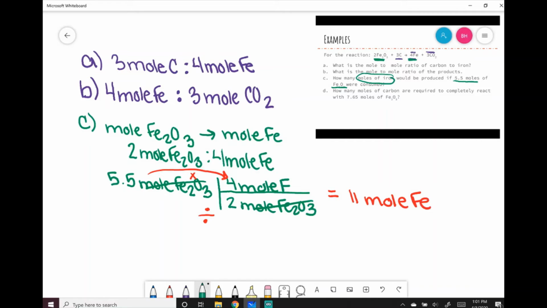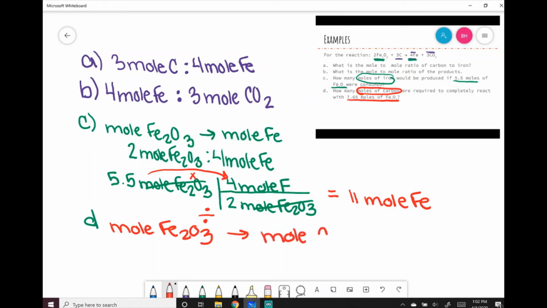So let's go ahead and do the same thing. A similar problem is going to be D. How many moles of carbon are required to completely react with 6.7 moles of iron 3 oxide? So I'm going to switch colors so I can point this out. We have moles of iron oxide, and then we want to figure out how many moles of carbon. So again, setting up my problem, I'm given how many moles of Fe2O3, iron 3 oxide, I have, and I want to convert this to moles of carbon.